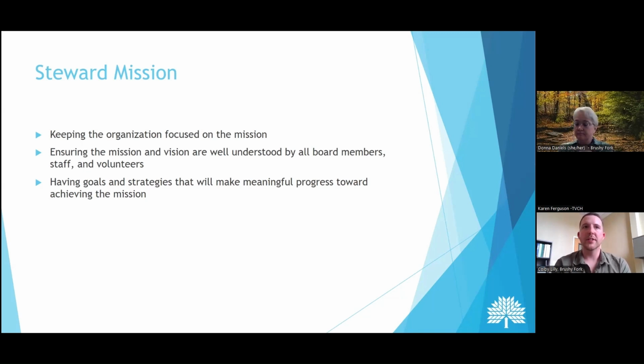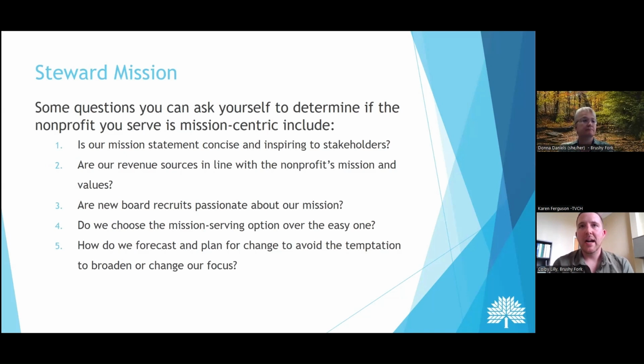Is your mission statement concise and inspiring to stakeholders? Are our revenue sources in line with the nonprofit's mission and values? Are new board recruits passionate about our mission? Do we choose the mission-serving option over the easy one? And how do we forecast and plan for change to avoid the temptation to broaden or change our focus?